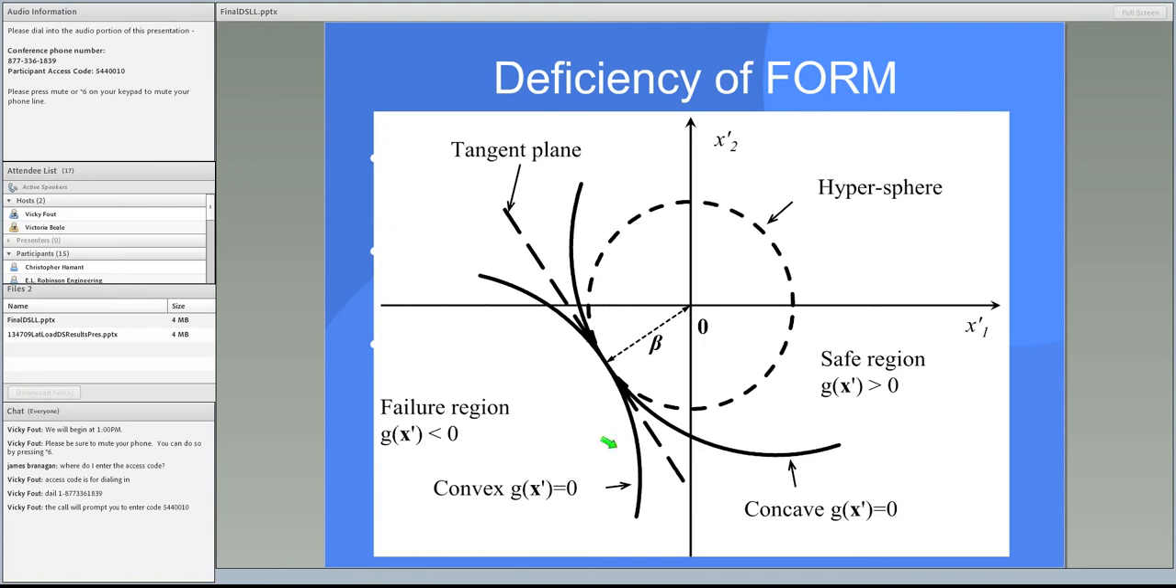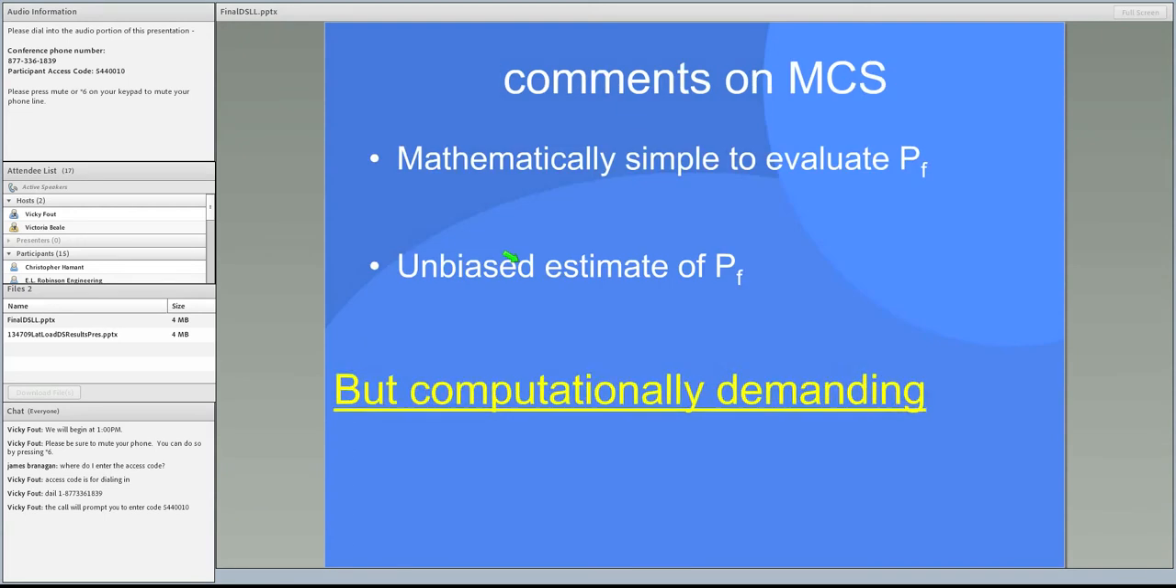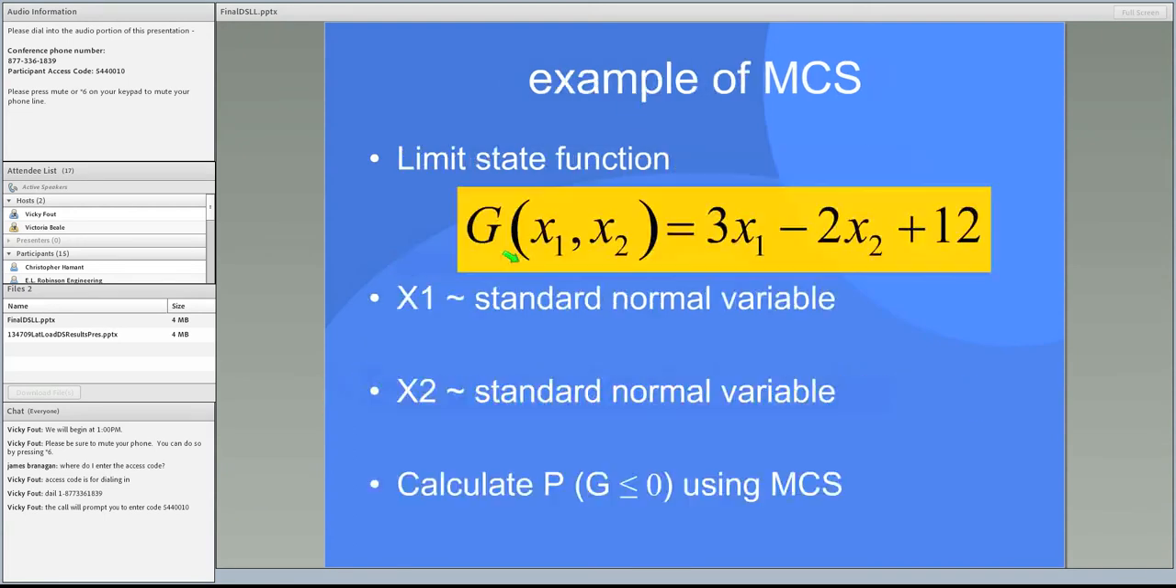Now, when you use Monte Carlo simulation, you need a very large sample size. In this figure, the sample size is 10,000, but let's take a look at the points that fall into the failure domain. The thick solid line is the limit state function, G, this line. And this part is the failure domain. On the right-hand side is the safe domain. We count the number of points, there's only 3.